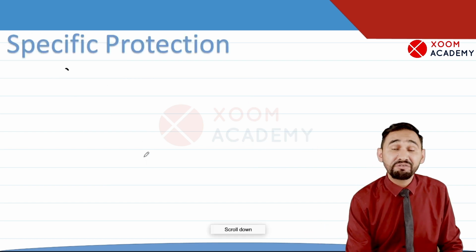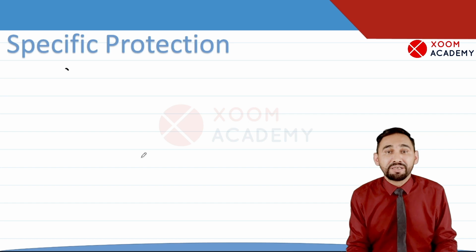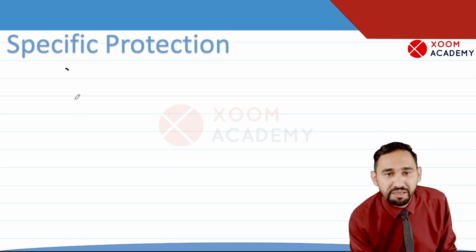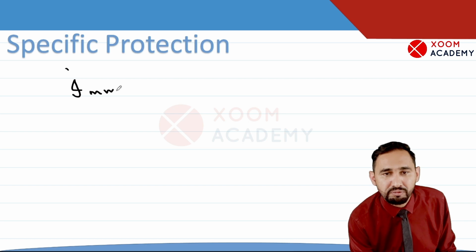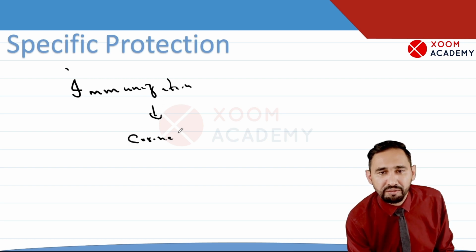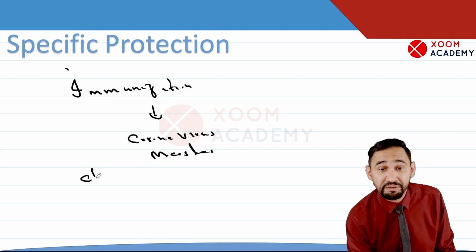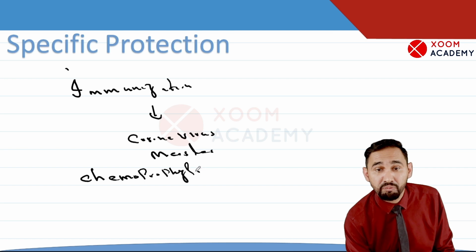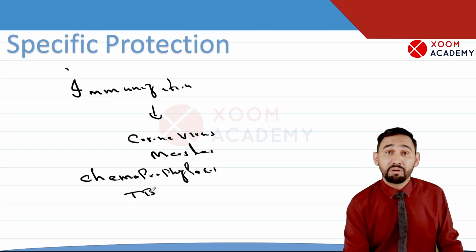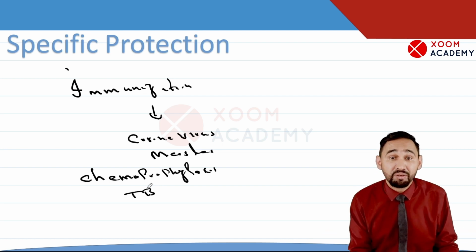Now let's discuss specific protection. A specific disease is prevented in a specific person. We can achieve this by immunization. We can provide vaccination. Immunization is done like immunization against coronavirus. This is specific protection against coronavirus. Or measles. We can prevent measles by vaccination. Another thing is chemoprophylaxis. We can do chemoprophylaxis against TB by providing rifampin or isoniazid. We can do chemoprophylaxis against worm infestations. So this is specific protection.